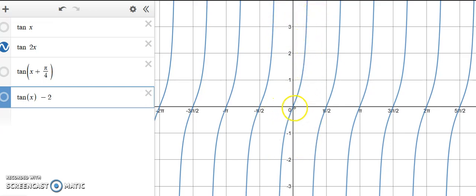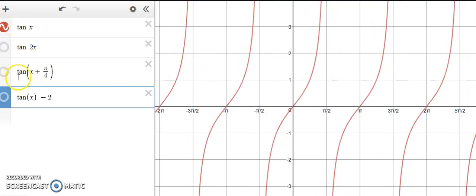Okay, so now we're still centered at 0, 0 because we didn't shift anything. We just have a smaller period now. So now we go from negative pi over 4 to pi over 4. That's now our period of pi over 2. Okay, so that's what a number on the inside does. It changes the period, just like we saw with sine and cosine. All right, let's go back to our original tangent graph.